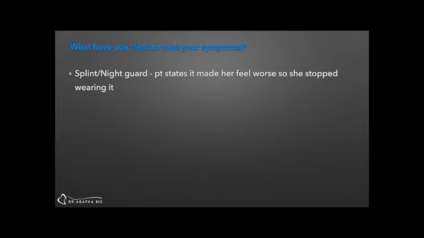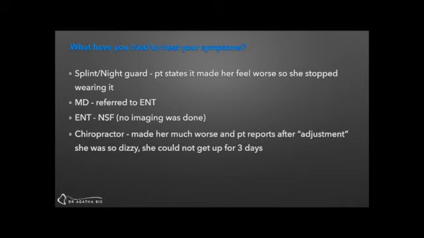We always ask patients, what have you tried to treat your symptoms? She's had a splint or a night guard. She said it made her feel worse, so she stopped wearing it. Her doctor referred her to an ENT. ENT said there was no significant findings, but no imaging was done. She saw a chiropractor who made her much worse, and she said that after her adjustment, she was so dizzy she could not get up for 3 days. She's tried massage. It doesn't work, but it feels good.